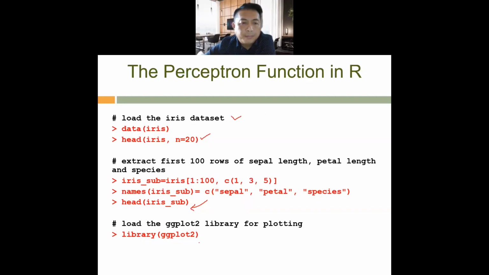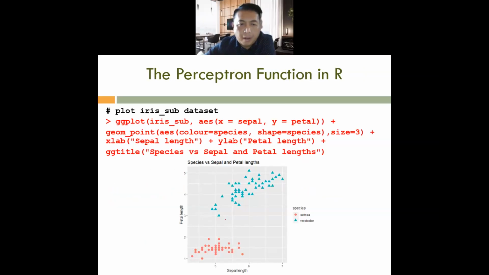This library is used to plot the variables petal length and sepal length depending on the species that we have. This is the command that we have. We are plotting the iris subset. We use X as the sepal and Y as the petal, and this is the color that we have, and also the shape. The size is 3, and this is the title. This is the X-axis and Y-axis.